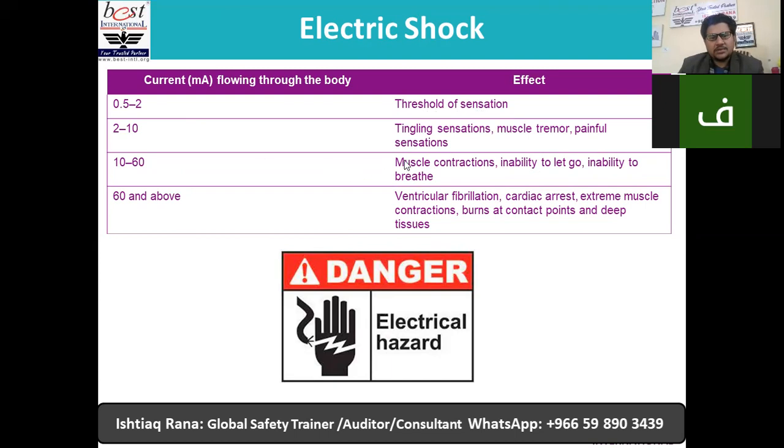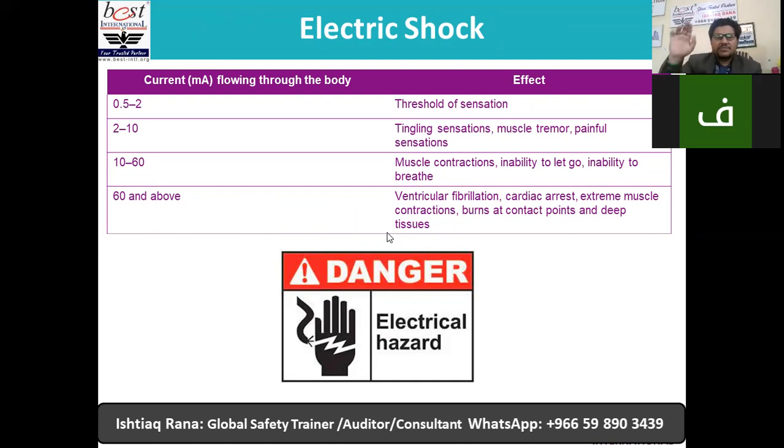At 2 to 10 milliamperes there is a tingling sensation, muscle tremor, or painful sensation. At 10 to 60 milliamperes, muscle contractions, inability to let go, and even inability to breathe; breathing issues start from 10 to 60 milliamperes. At 60 and above, it is a more terrible situation: ventricular fibrillation or cardiac arrest requiring CPR, extreme muscle contractions, burns at the contact point, and deep tissue damage.